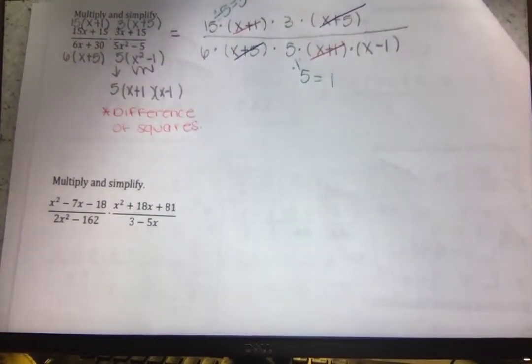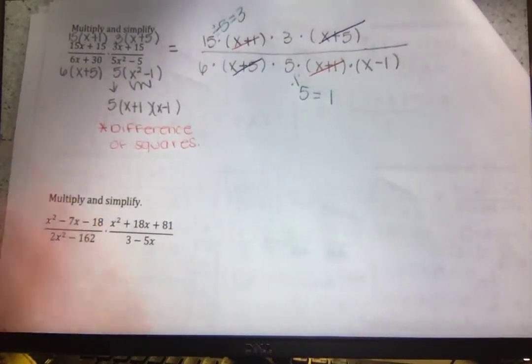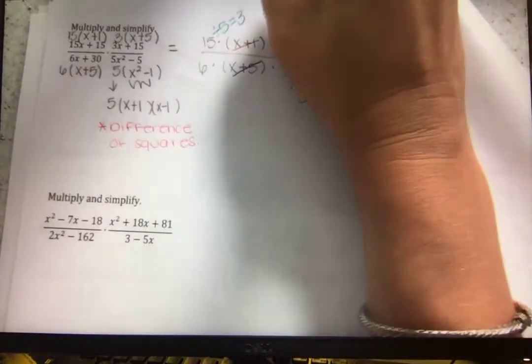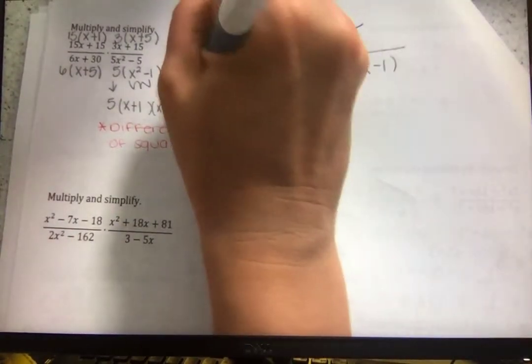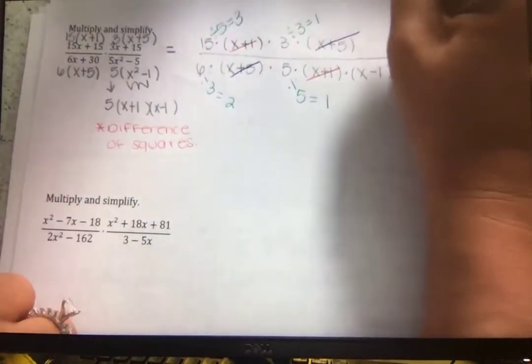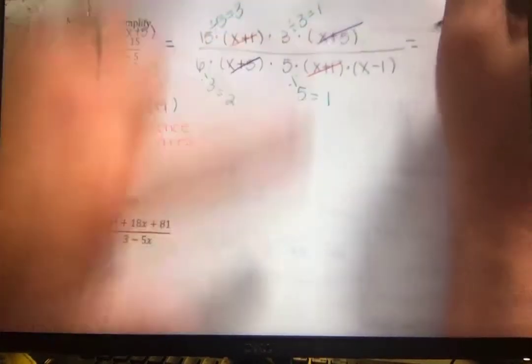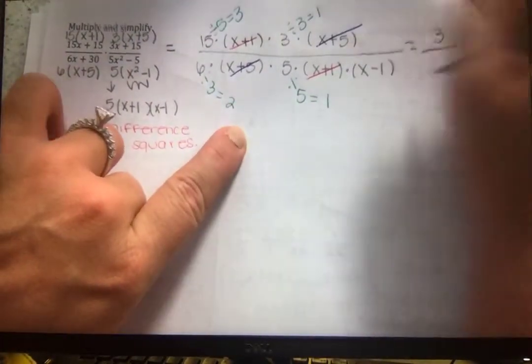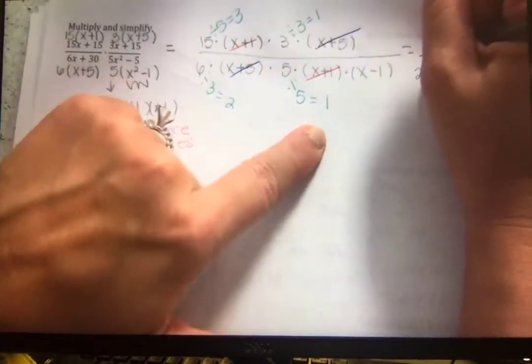My 3's are both up top though, so I can't cancel them out together. But what could I cancel out with a 3? 3 and 6. So I can take out a 3 from both of those. I'm left over with 1 up top and 2 on the bottom. So up top I'm left over with 3 times 1, which is 3, all over 2 times 1, which is 2, times (x minus 1).